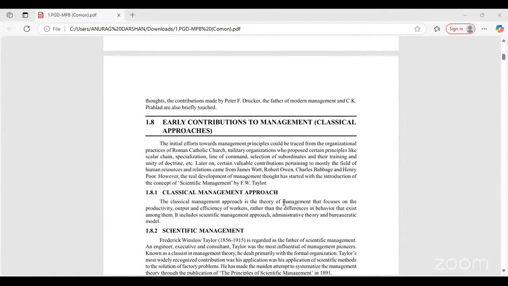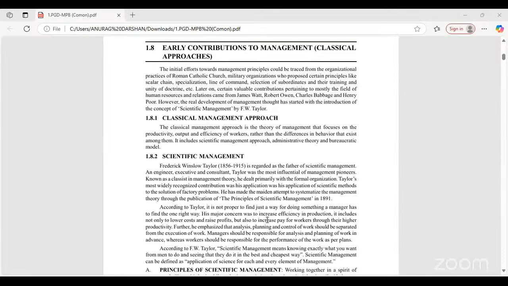Now, when we are talking about the classical approaches, there are early contributions to management, that is the classical approach. Now, the classical management approach is the theory of management which focuses on the productivity, output, and efficiency of workers. So it doesn't focus on the differences in behavior that exist amongst them. Okay, it includes the scientific management approach, administrative theory, and bureaucratic model. Okay, so administrative theory, when you are putting the people to work, they have to work. Bureaucracy, I mean, whatever the top management or the leader is saying, you need to follow that.